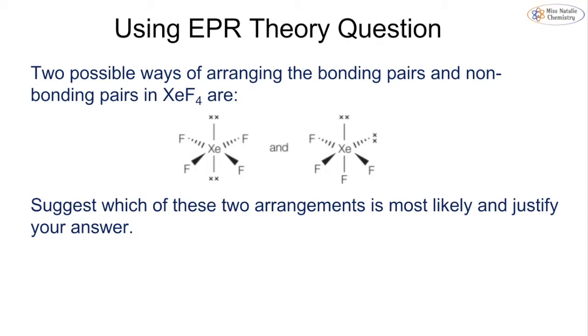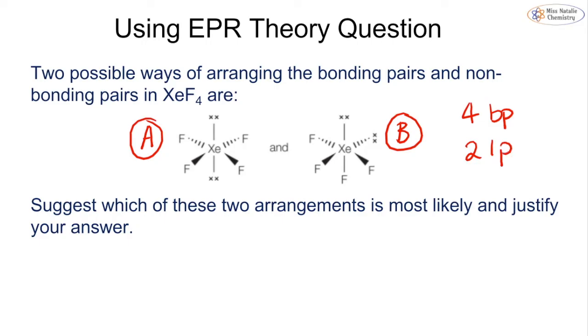So we can use our electron pair repulsion theory in an example question. We've got 2 possible ways of arranging the bonding pairs and non-bonding pairs in XeF4, and we're showing the 2 examples here, and we want to suggest which of the 2 arrangements is most likely and justify the answer. So let's call the first one A and the second one B. We want to be thinking about the shapes. Well, we can see that we've got 4 bonding pairs and 2 lone pairs.